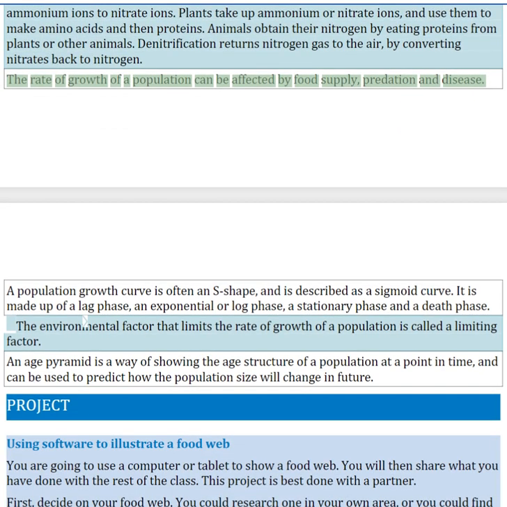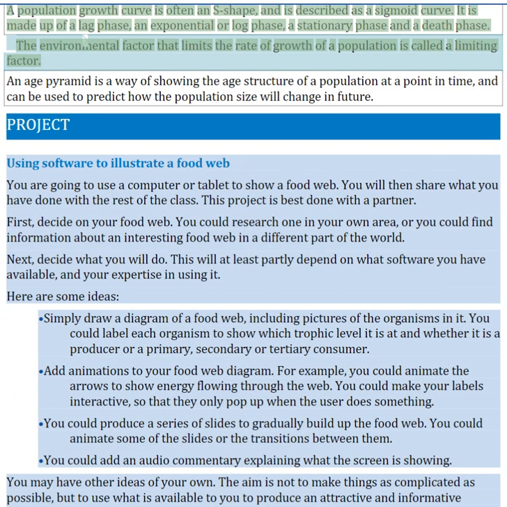The rate of growth of a population can be affected by food supply, predation, and disease. A population growth curve is often an S-shape and is described as a sigmoid curve. It is made up of a lag phase, an exponential or log phase, a stationary phase, and a death phase. The environmental factor that limits the rate of growth of a population is called a limiting factor.